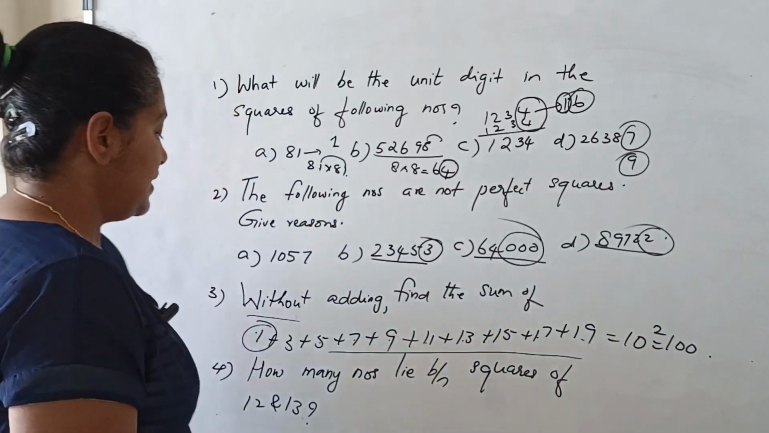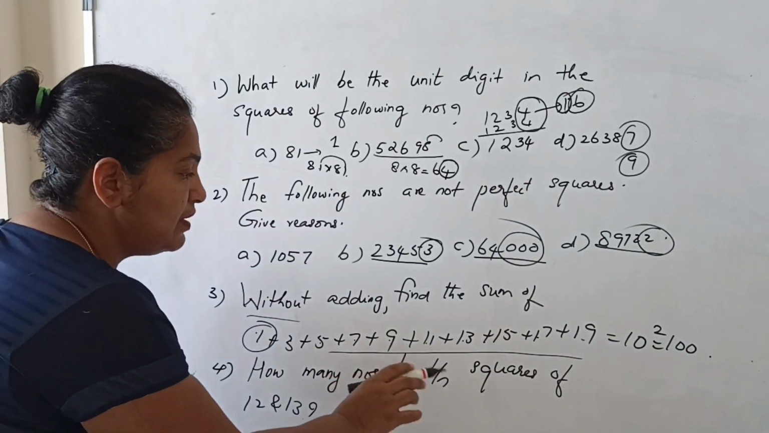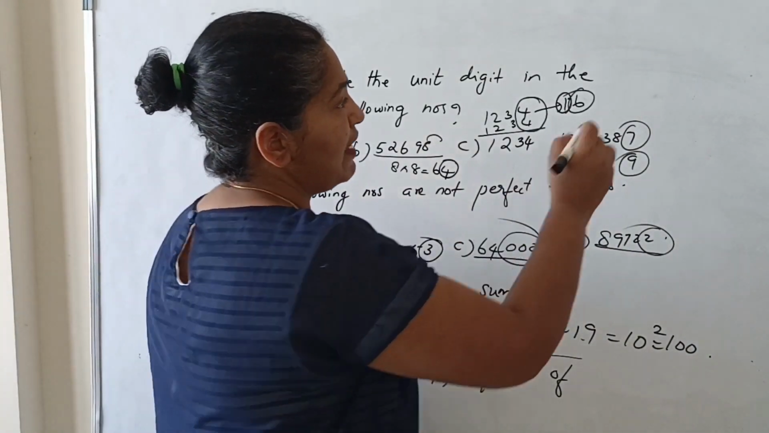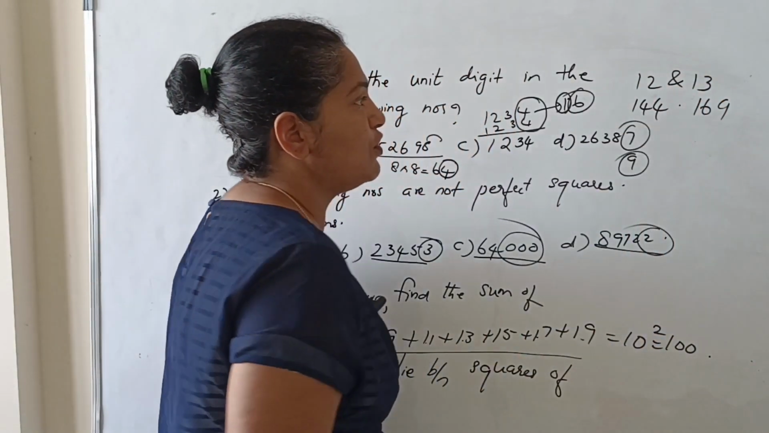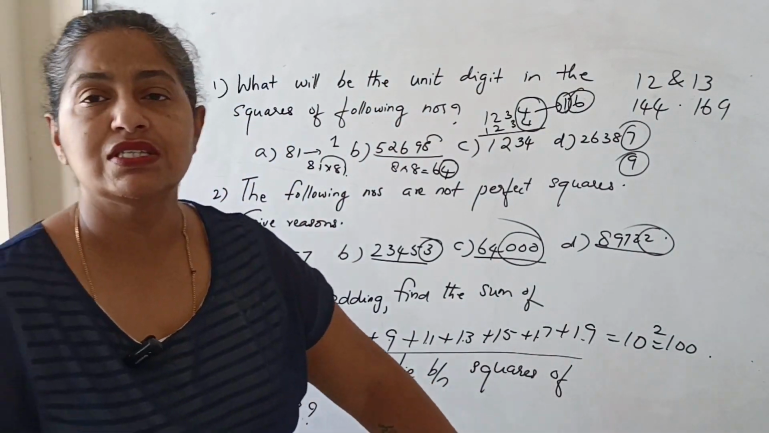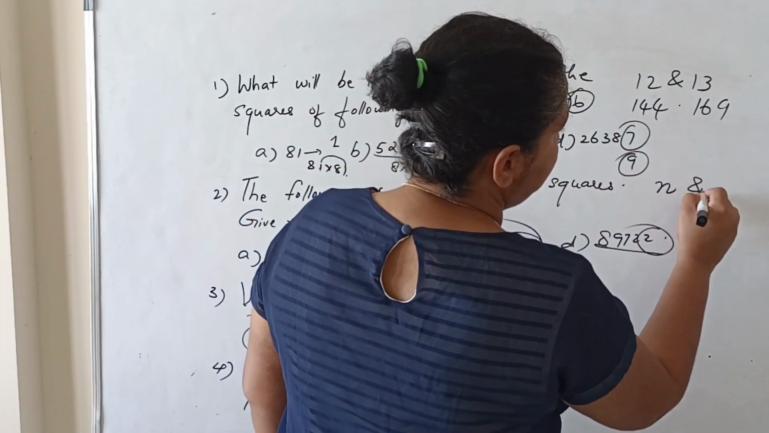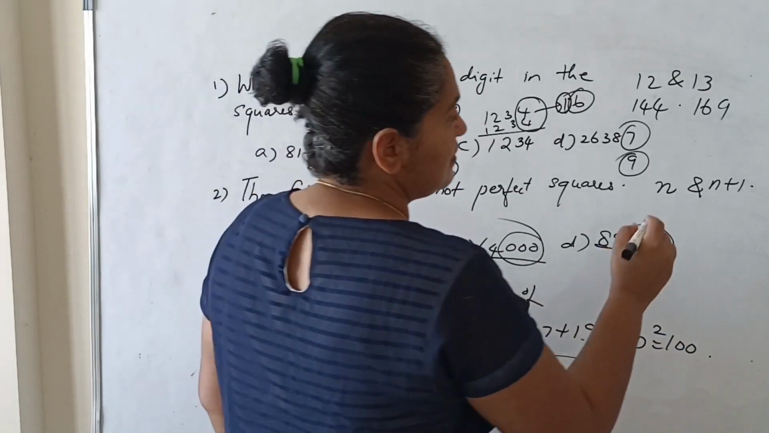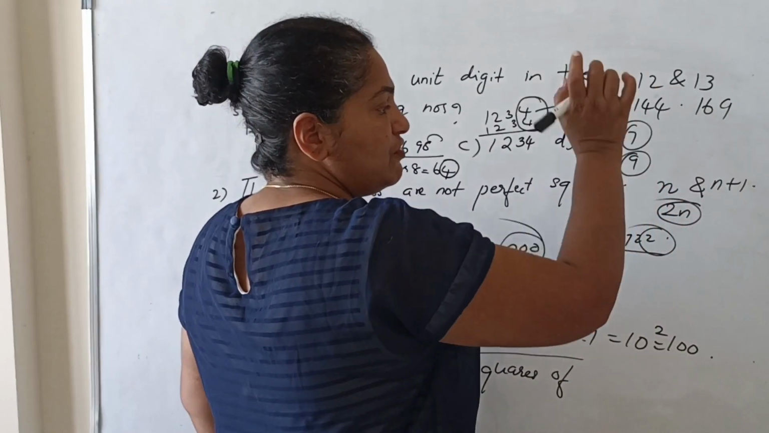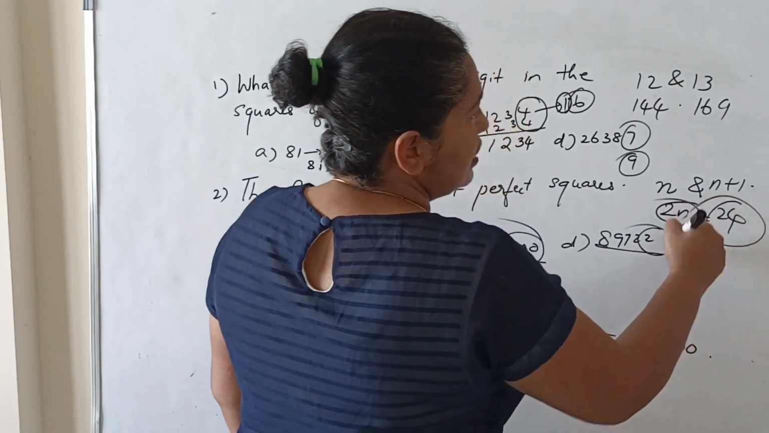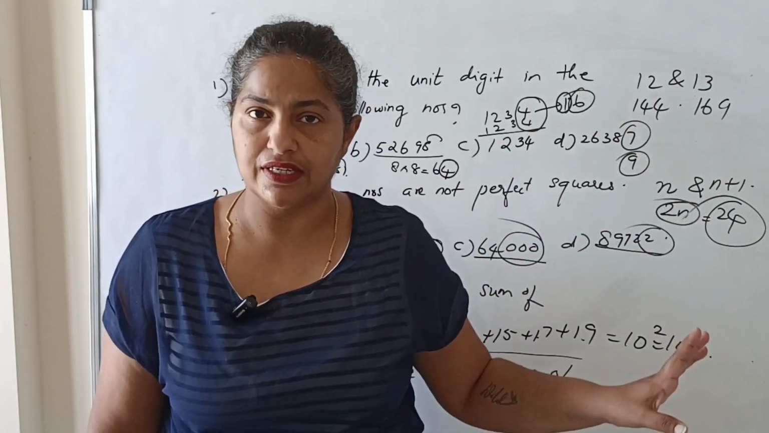Now, the last one, I don't think it is visible. How many numbers lie between the squares of 12 as well as 13? The squares of 12 and 13 are 144 and 169. How many numbers are there is what we need to find. We already saw that the number of numbers between n square and n plus 1 square is equal to 2 into n. So here, what is the value of n? The value of n is 12. So 2 into n will give you 24. So there are 24 numbers between the squares of 12 as well as 13.